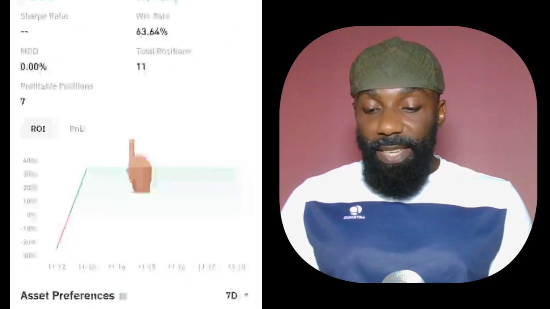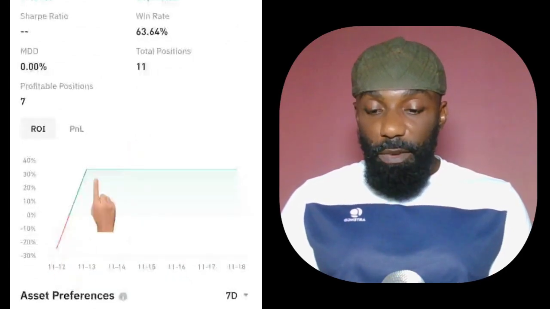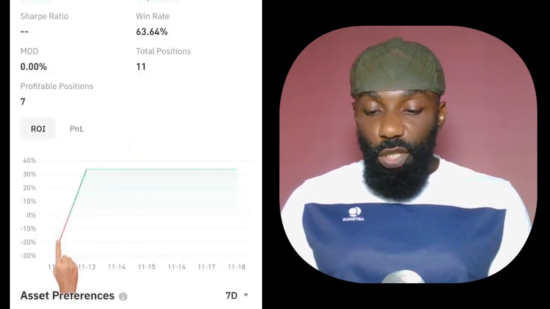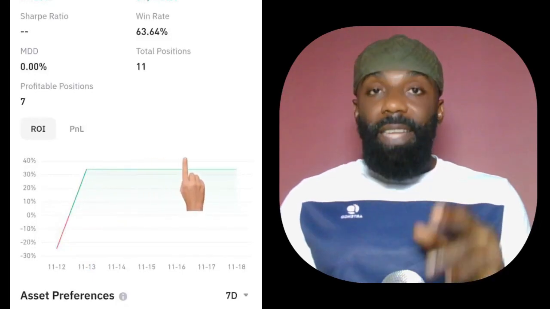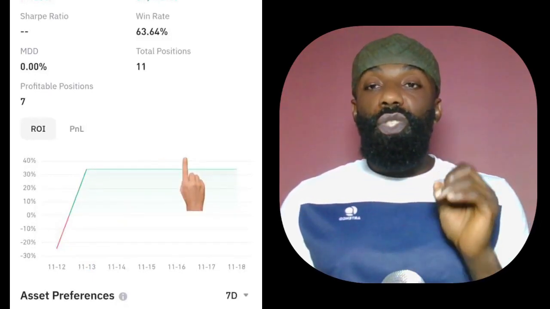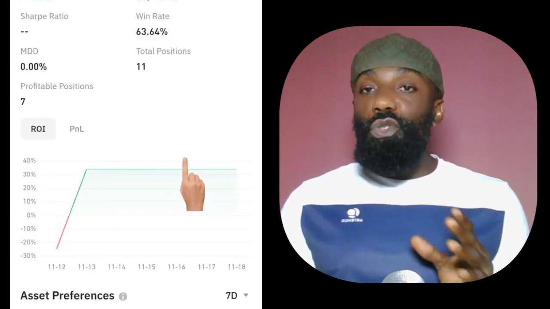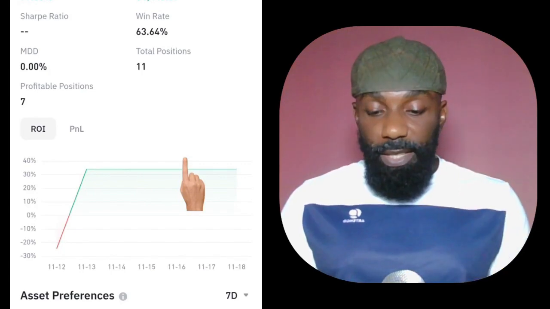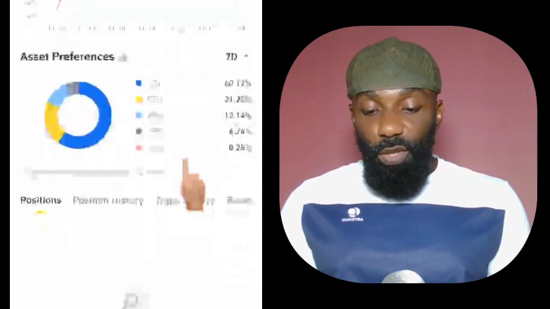Then look at the graph of his trade. If you look at the graph, you can see the progression. You can see the progression up here. Then one other thing I also want you to check before you choose any trader to copy on Binance is to go and check their trade history.